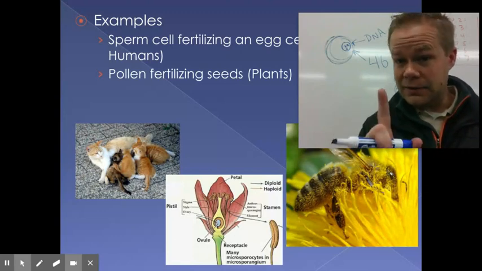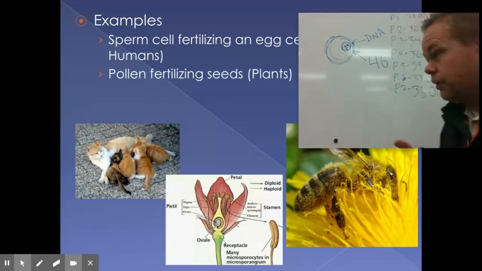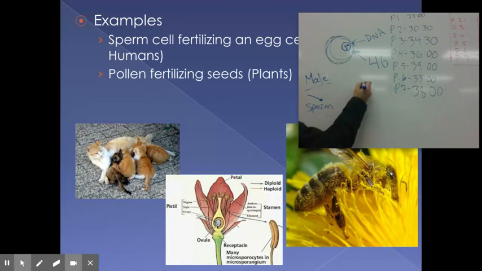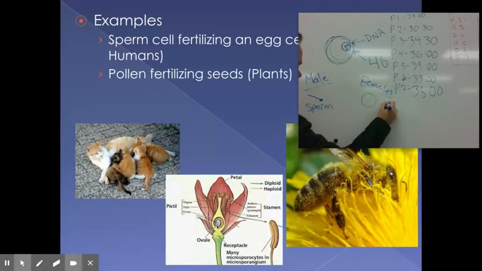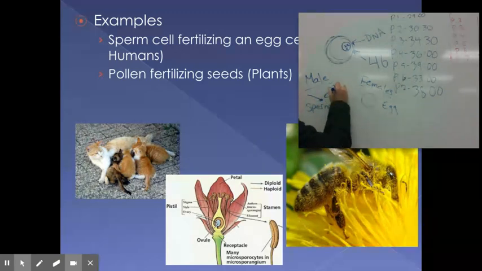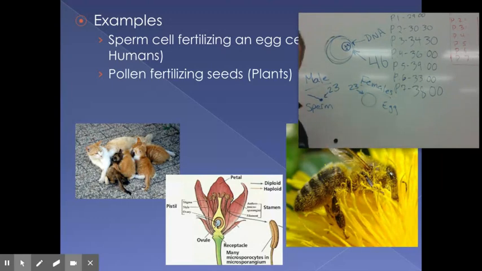The exception to that, the cells that don't have 46, are those reproductive cells, which we said again, for males is the sperm cell. We'll draw it like this. And for females is the egg cell. Those cells do not have 46 chromosomes in them. They have half the number. They only have 23. Now, why would that be? Why would there only be 23 chromosomes in the reproductive cells?